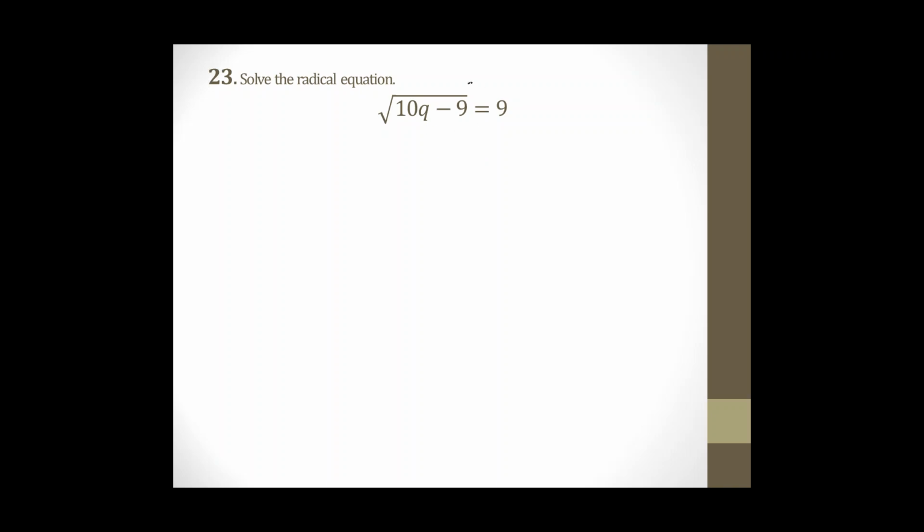So if I would square both sides, then on the left side the square would cancel out the square root, and I'm left with 10q minus 9. And on the right, 9 squared gives me 81. Okay, so I'm solving for q. To do that, to get q by itself, I'm going to add 9 to both sides.